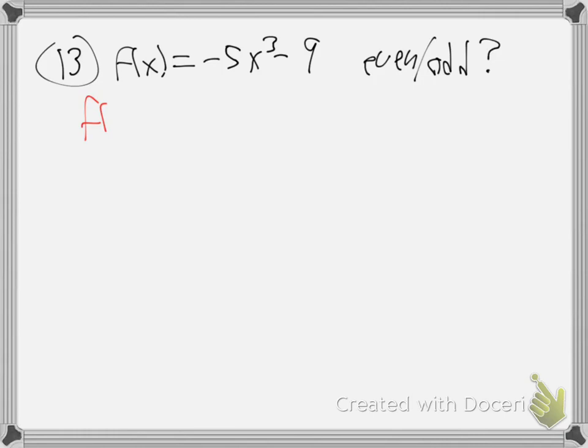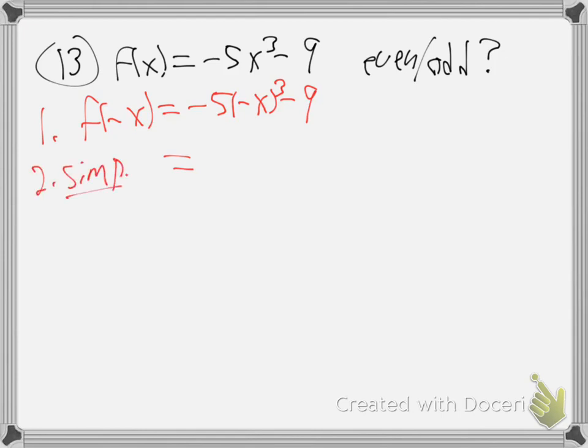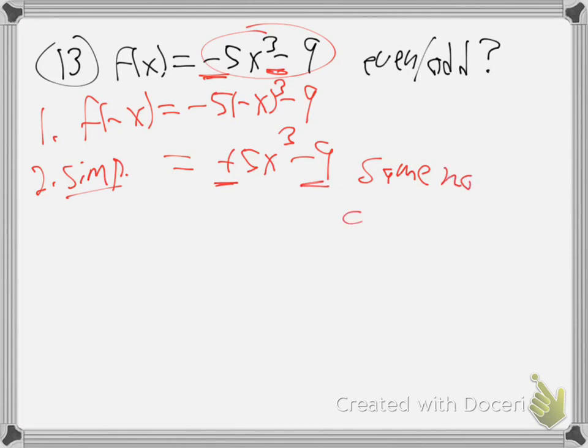So plug in -x. And then simplify. So step 1, that. Step 2, simplify. So that's going to be what? Positive, because there's 4 negative signs there. And that. So then is that the same as the original? No. Here's the original. It's part the same, part opposite. The original had 2 negatives. We have 1 positive, 1 negative. So it's not the same. It's not the opposite. It's half same, half opposite.